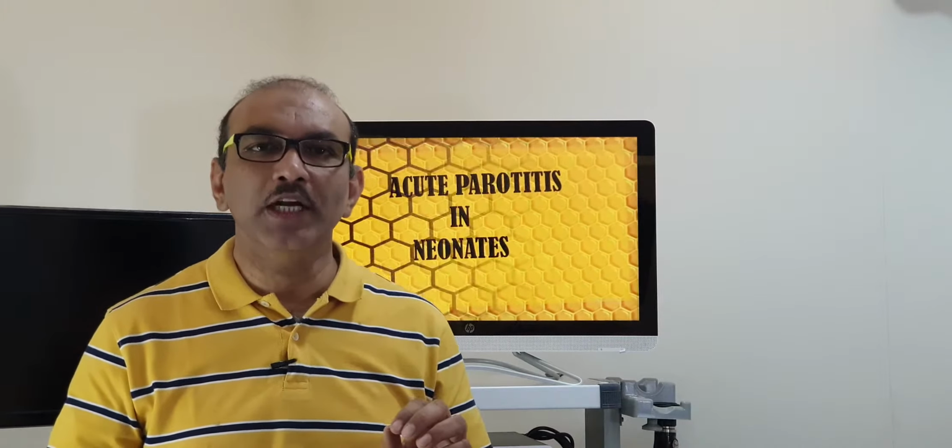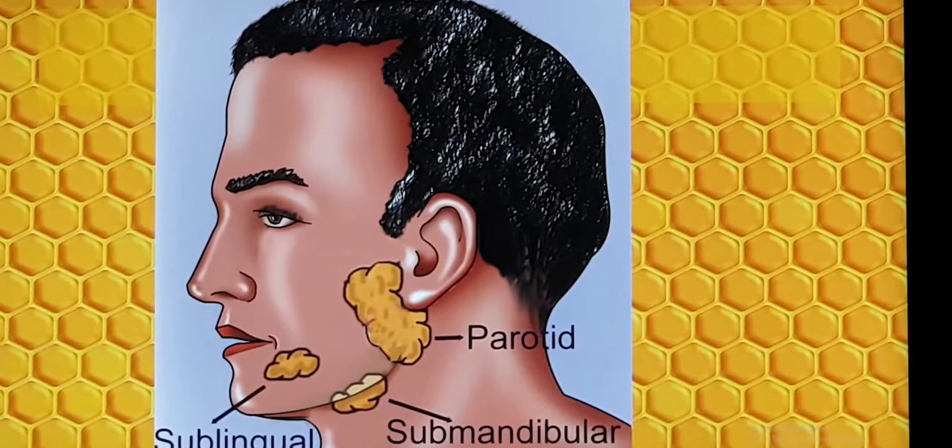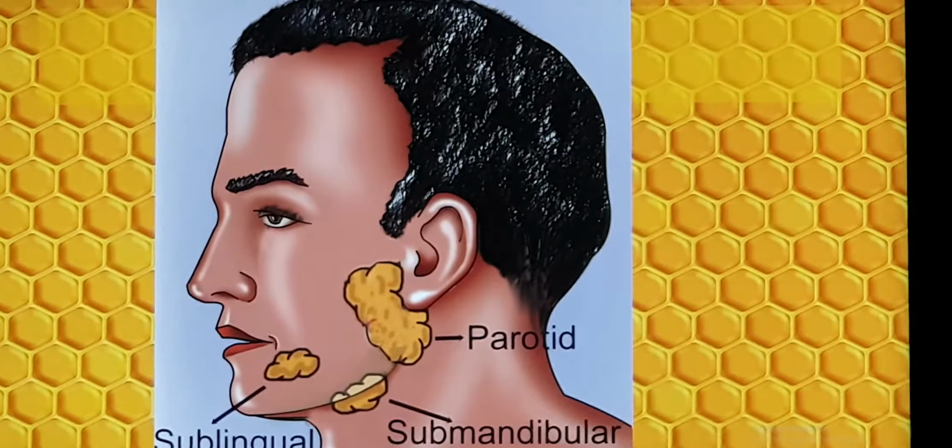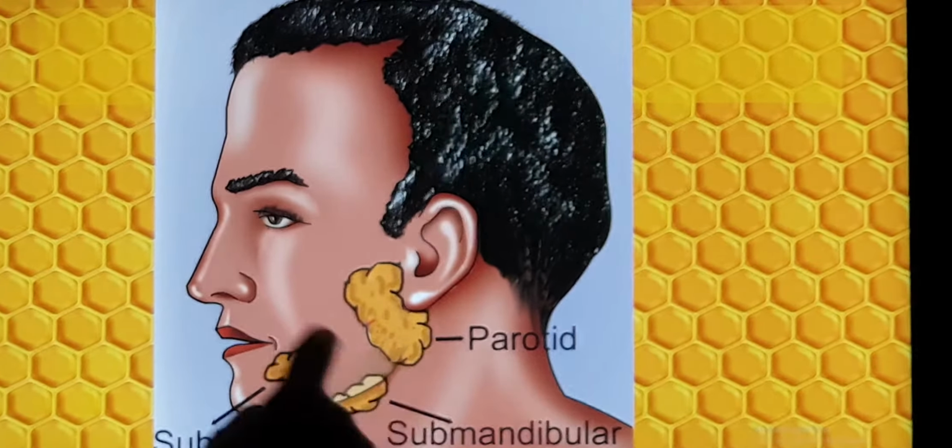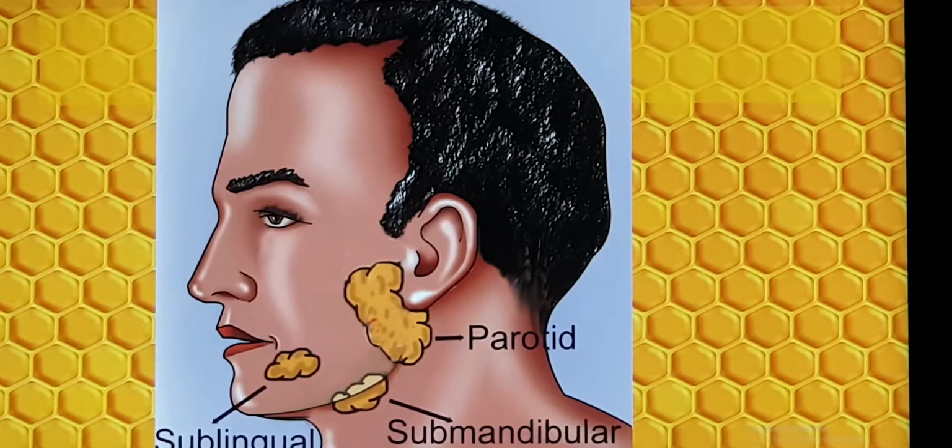In this video, I am going to tell you about acute parotitis in neonates, the specific topic. That is what I am going to tell you. This anatomy I have already mentioned to you: parotid gland, submandibular gland, the sublingual gland. So I am going to tell you about the parotid gland infection in neonates.